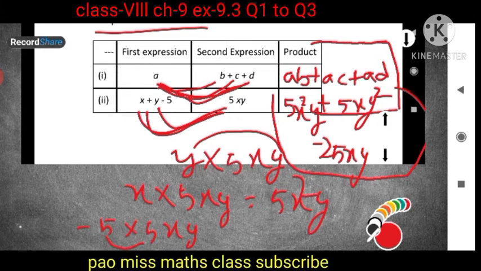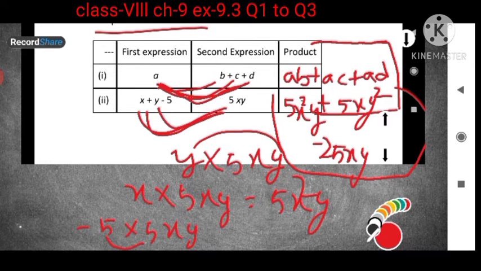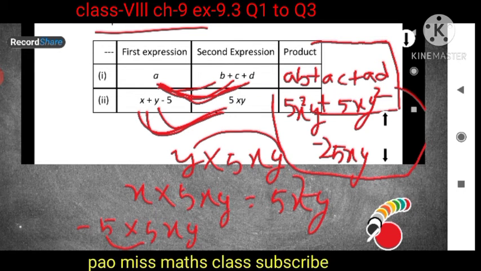Okay, hope you have understood. You have to multiply all the monomials one by one. Okay, one by one you have to multiply with each term. From each term you have to multiply.